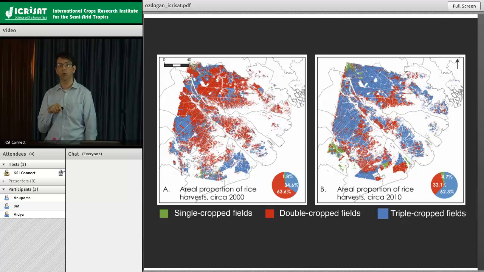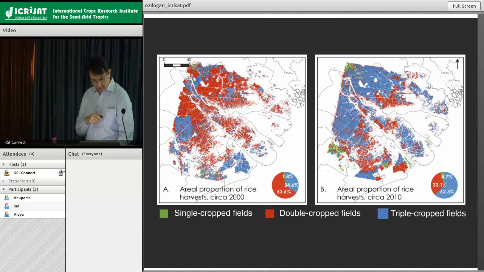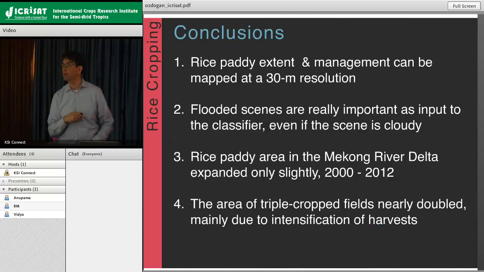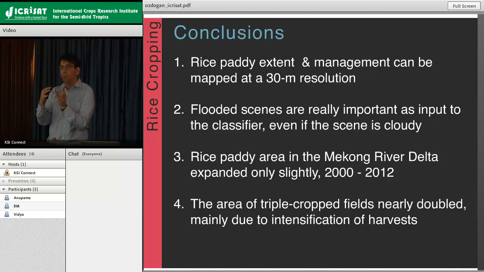The majority of the landscape, up to 60 to 62 percent, is actually triple crop. So we can produce maps like these and then produce statistics from them. The conclusion from that particular line of work is that rice paddy extent and management, that is the number of growing cycles, can be mapped at field scale, or 30 meters, using Landsat-style observations. Flooded scenes become really important because that gives us just another observation opportunity.